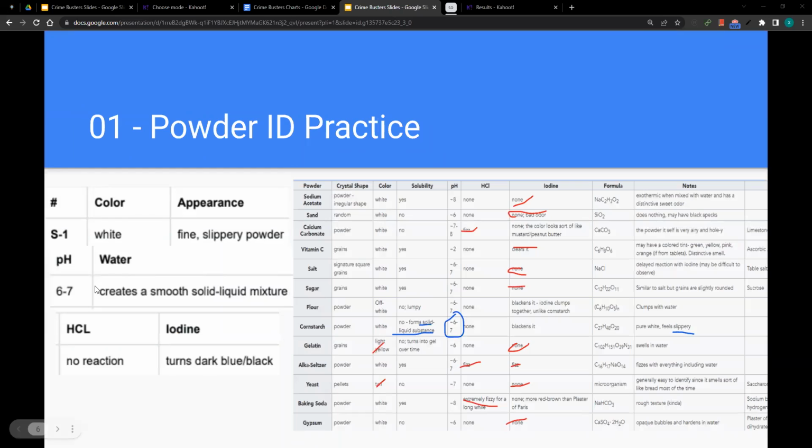again, the main clues here are the water and the iodine. You can see that the only ones that react with iodine are just 5 different powders. And with the fact that it creates a solid liquid mixture, you can narrow it down to cornstarch. Good job to all of you who got it. I'm pretty proud of you.